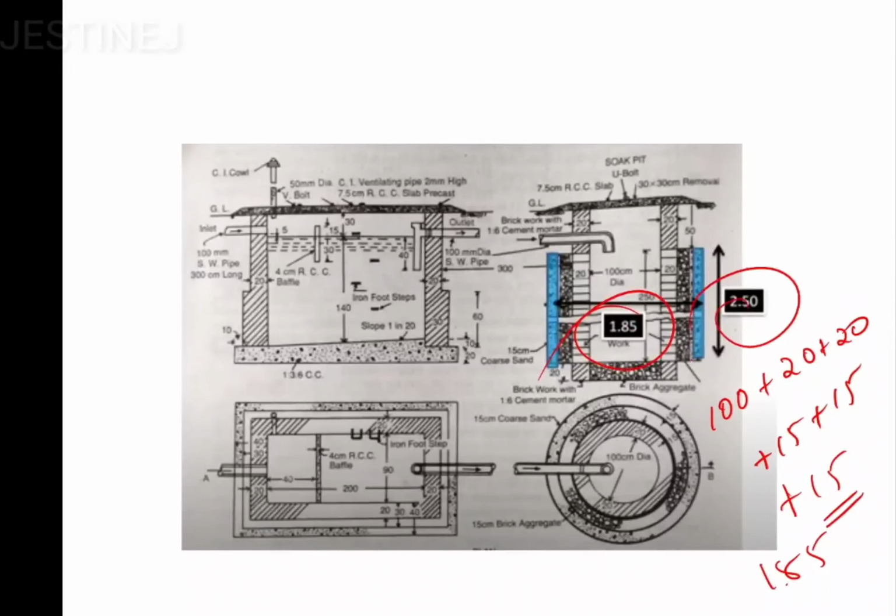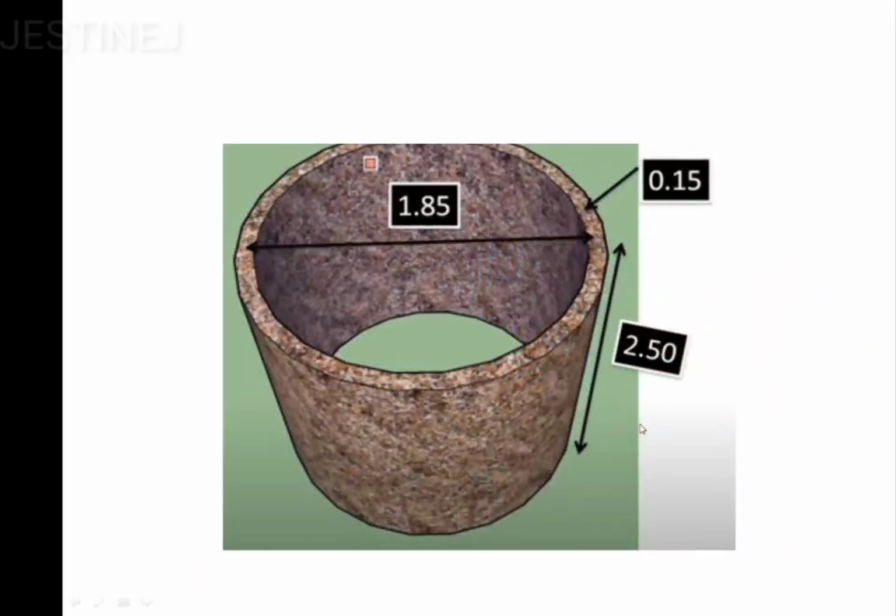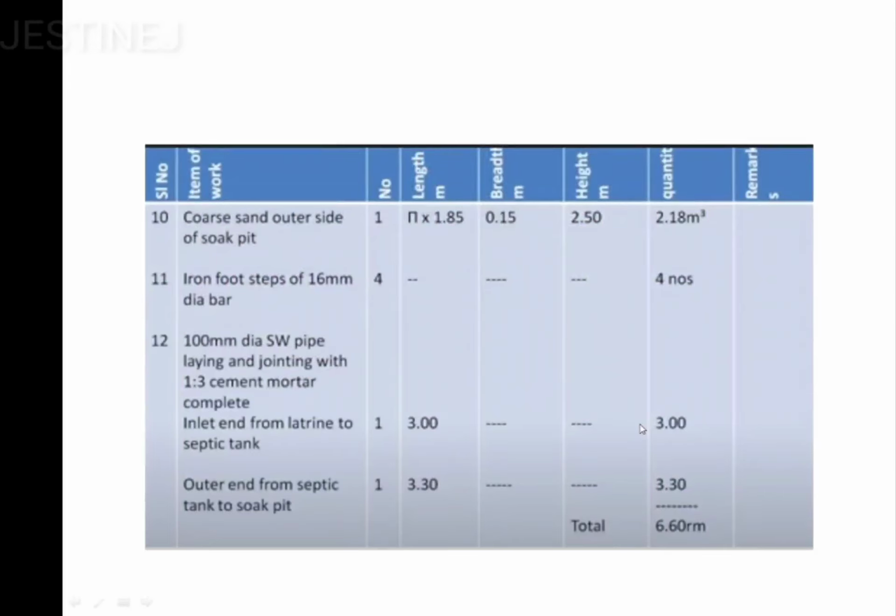Height is going to be the same, 2.5. So if you calculate those values, the coarse sand outer side of the soak pit is going to be pi multiplied by 1.85 multiplied by 0.15 multiplied by 2.5, and you will get 2.18 meter cube.